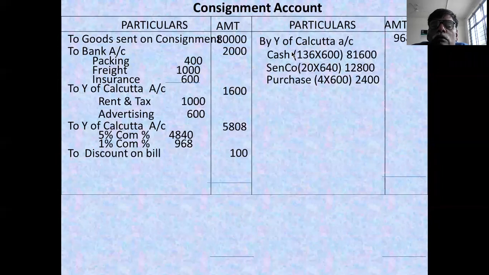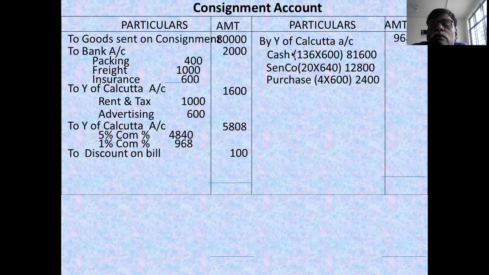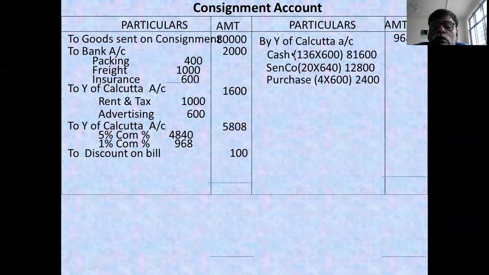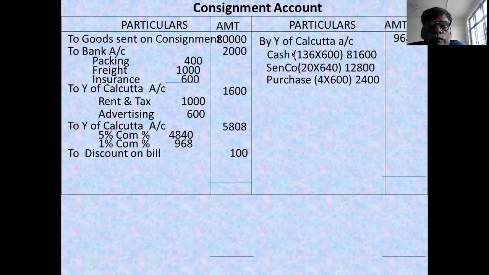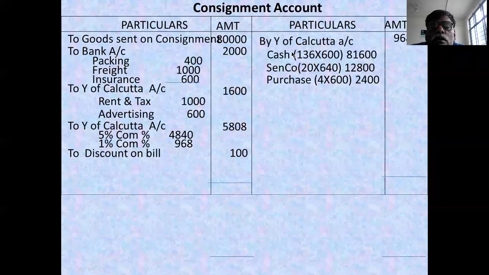Anyone tell me? For 200 radios, 2,000 is the expense incurred. What is the expense for one radio? Hurry up. 10 rupees. For one radio, 10 rupees. Then what is the expense for the remaining 40 radios? 400.